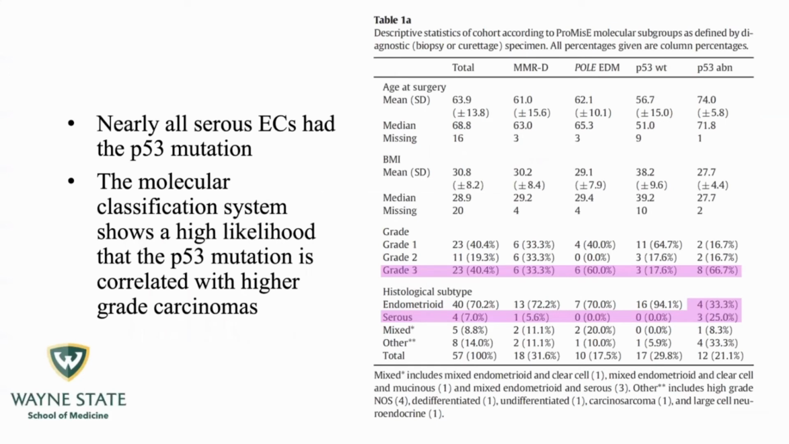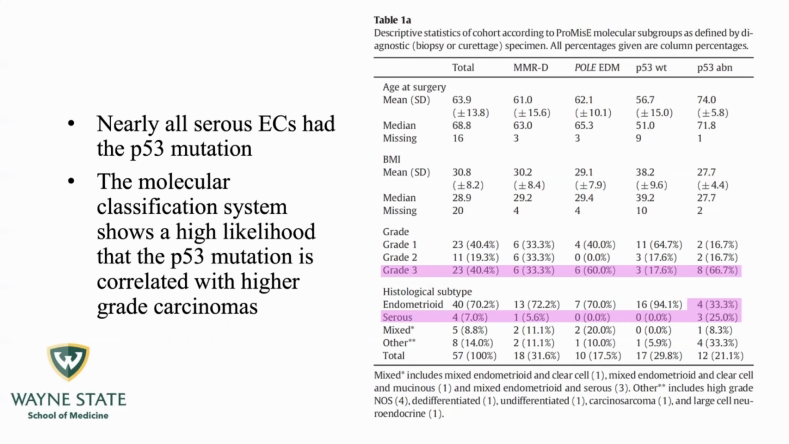And nearly all serous carcinoma, I know it's a little bit of a busy table, and I'm talking and cannot show you the arrow that I meant on the slides. In general, nearly all serous endometrial carcinomas had p53 mutations, and the molecular classification system shows a high likelihood that p53 mutation is correlated with high-grade carcinoma.